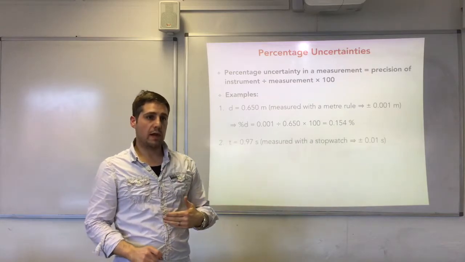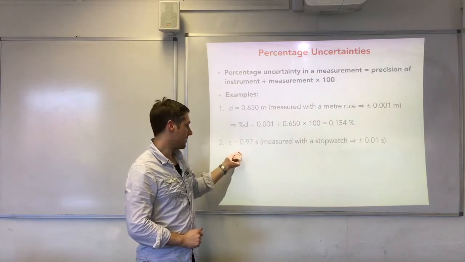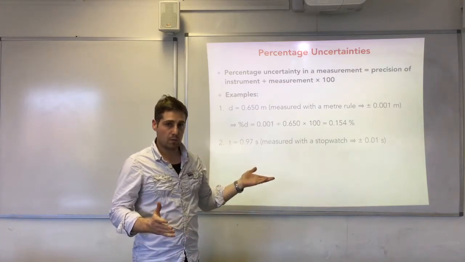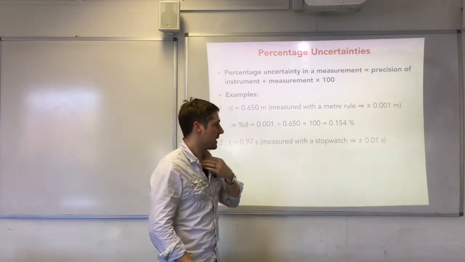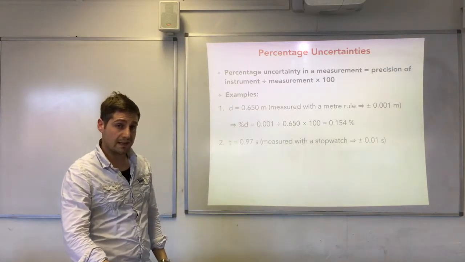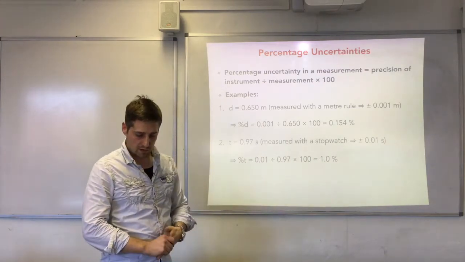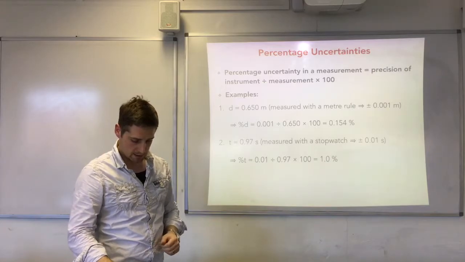If I wanted to do that with a time measurement, where the time is 0.97 seconds, I measured it with a digital stopwatch, so that's measured to the nearest hundredth of a second. The percentage uncertainty in T then would be 1%, according to that calculation there.